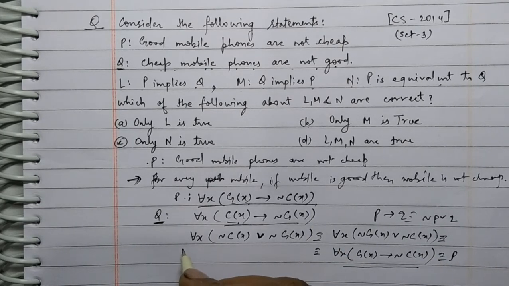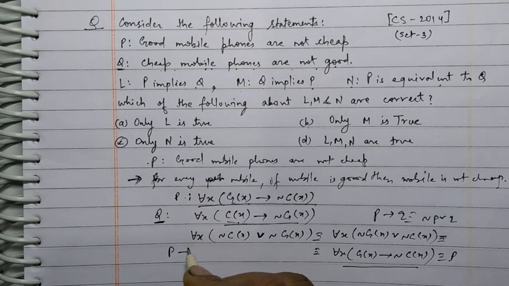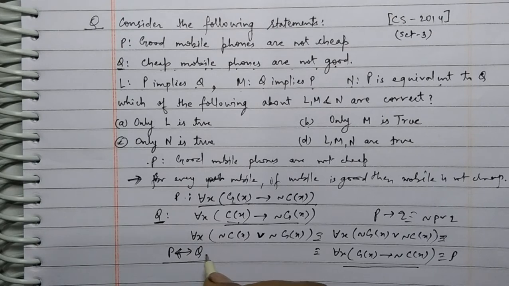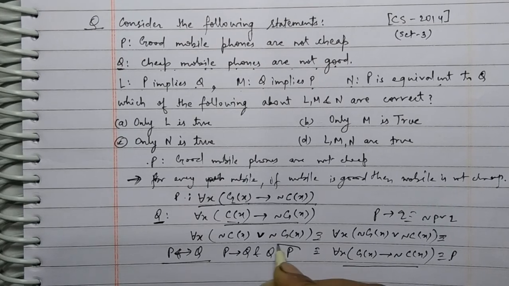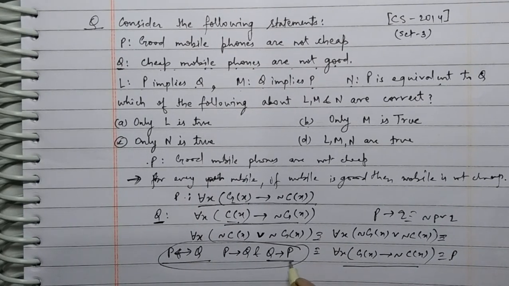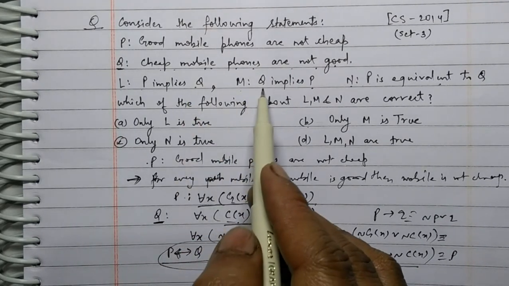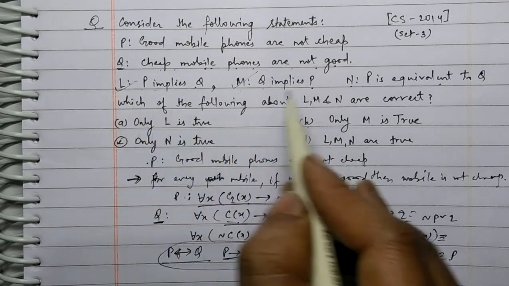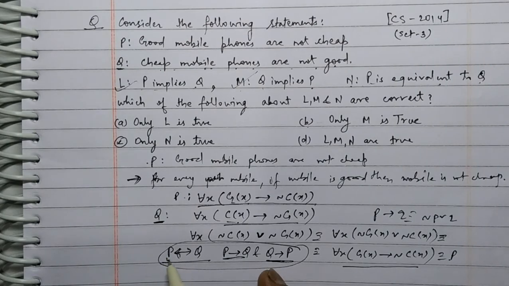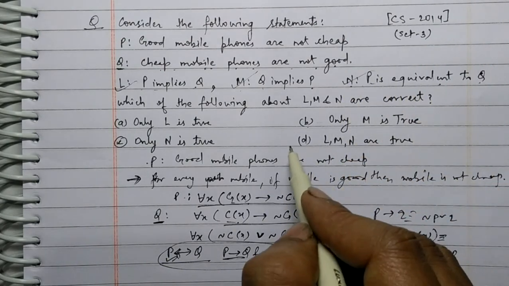P and Q are equivalent, means P bi-implies Q. P bi-implies Q means P implies Q and Q implies P. So Q implies P, M is correct. P implies Q, L is correct. P and Q are equivalent, N is also correct. Answer is D.